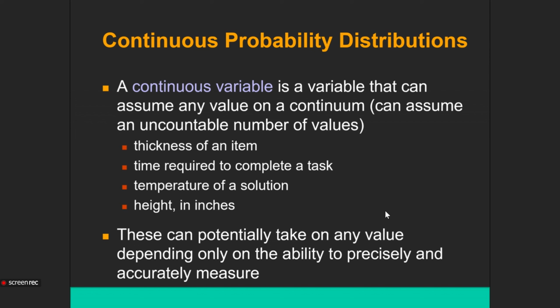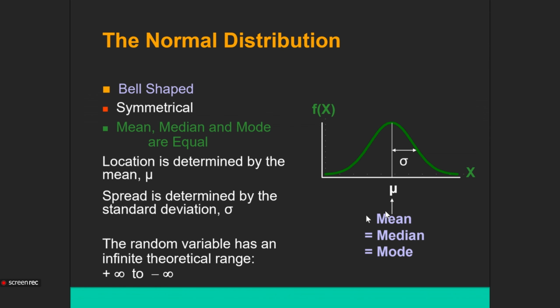Okay, like you talk of the time required to complete a task, the temperature of a solution, height in inches. Now, again, these are variables that can take any value depending on the precision of the equipment we're using for our measurement. Now, the normal distribution has been described as a bell shape. It is symmetrical around its mean. It has its mean equal to the median and the mode.